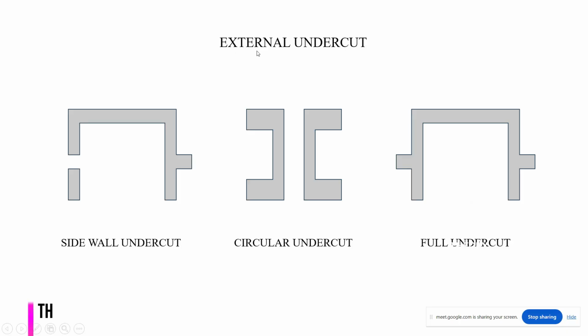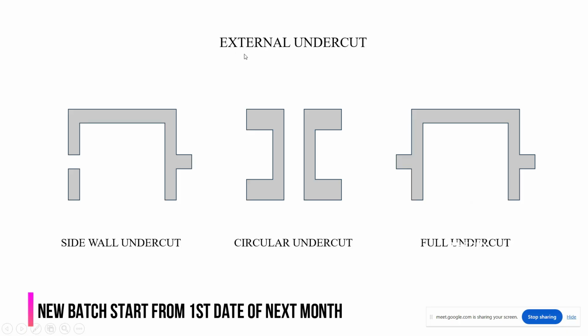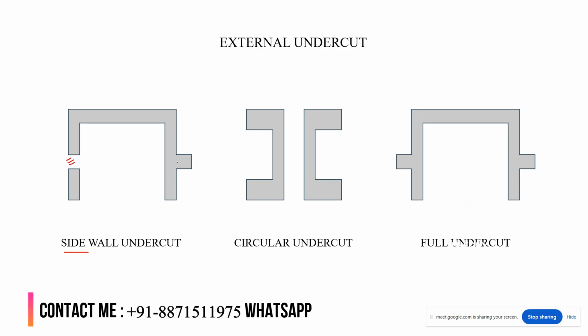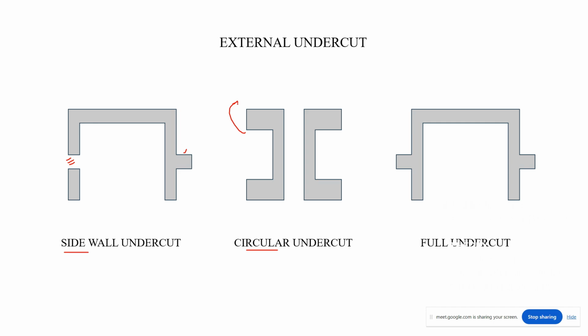Now if I am talking about the external undercut, it has a few types. See here, side wall undercut. This is the hole, this is the feature. So, side wall undercut. Circular undercut is nothing but the bobbin type of undercut, the bobbin type of component. So you can see that this is the complete undercut, for which we can use the slider as well as the split mechanism, right?